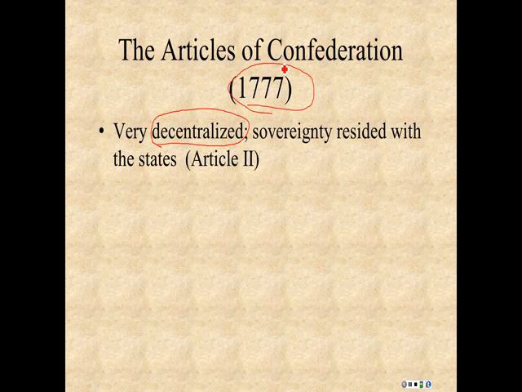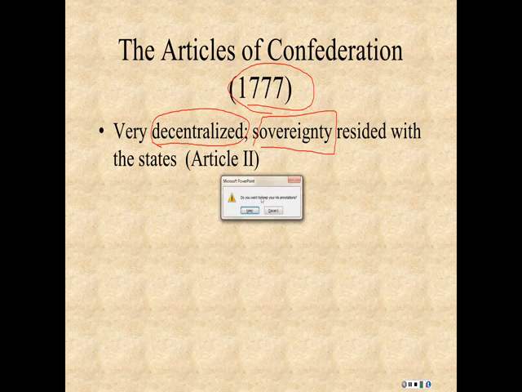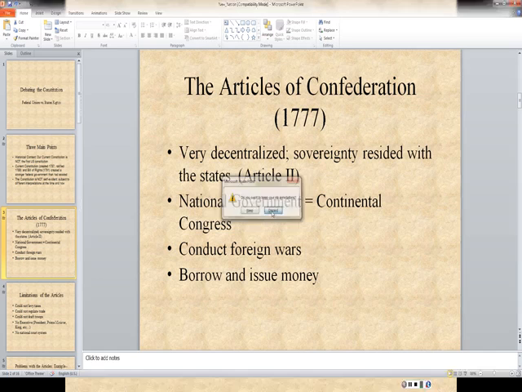The big question is, who has sovereignty or power? That word means power. Is it the states? Is it the federal government? Well, it's pretty clear in the Articles of Confederation. Actually, let me show you. Let me get out of this for a second.